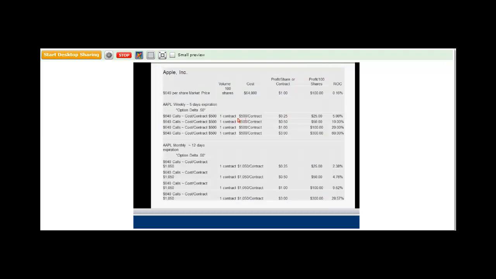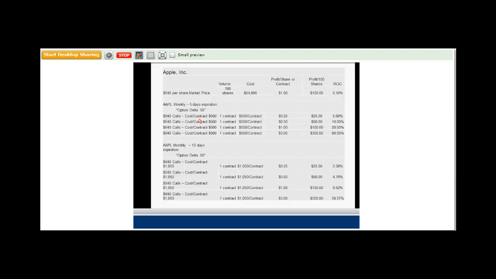And here's another chart to show that. Real quick, I'm not going to spend too much time on this, but here are the shares of Apple. If you were trading at 640 and you bought 100 shares, that's $64,000. If it moved $1, that's $100. That's a 0.16% return on your capital.